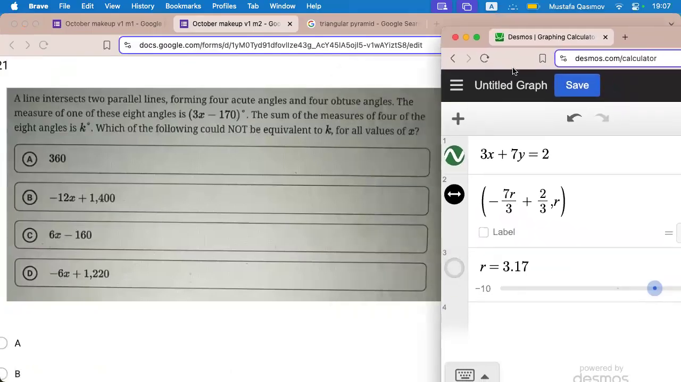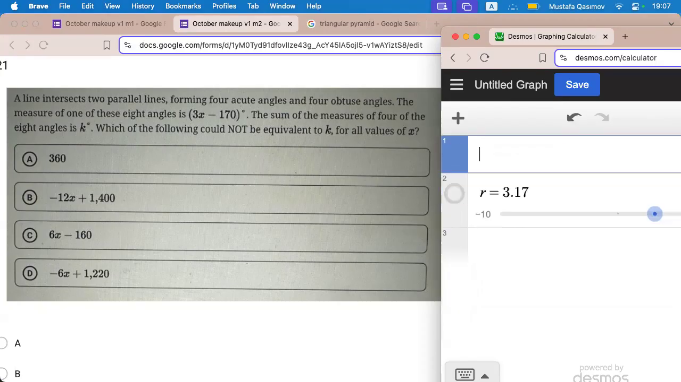Okay, for 21, it says that we have two parallel lines. İki dənə paralel xətt var. And one line intersects these two parallel lines, forming four acute and four obtuse angles. Bir xətt də bu iki xətti kəsərək 4 dənə iti və 4 dənə kör əmələ gətirir.